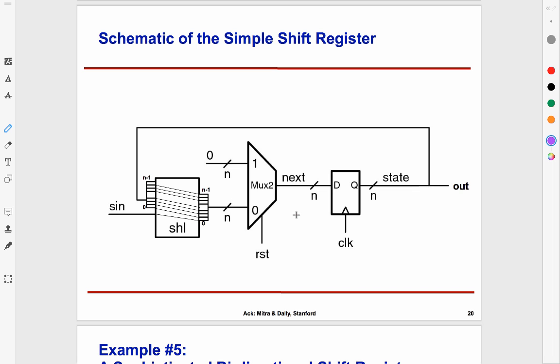So this shift register is just a multiplexer, which I load 0 if it's reset. Otherwise, I shift and feed in the SIN. Any questions on this? Is anyone not convinced that this is just wiring up things right? No gates needed.